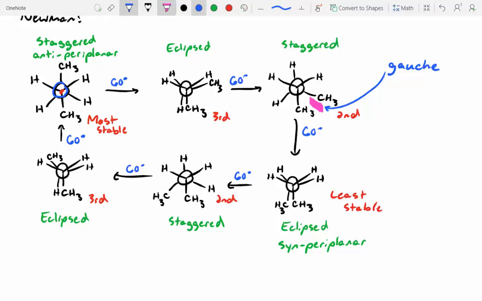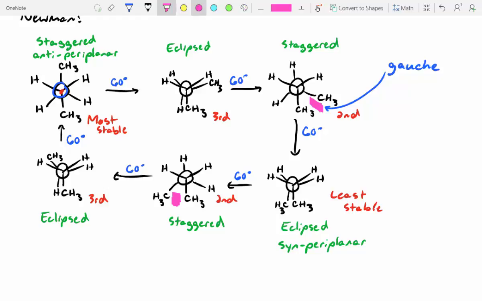If we go over to this position, we've got another gauche interaction where those two methyl groups can feel one another in space. What about in our staggered antiperiplanar one, that first one we drew? Is there any gauche interaction? No, they're too far away.